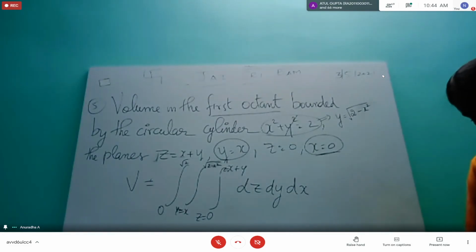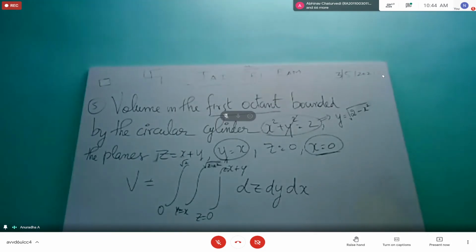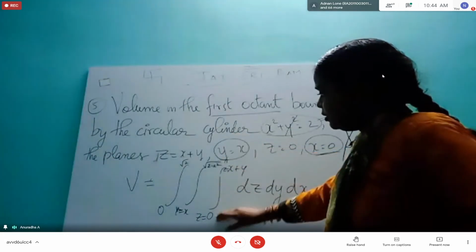Ma'am, now you have taken z as the first inner integration part, right? Can't we take y? This is the only way we have to do this particular sum. But since even y is an equation, can't we take that? But what will happen when we do y equal to x?